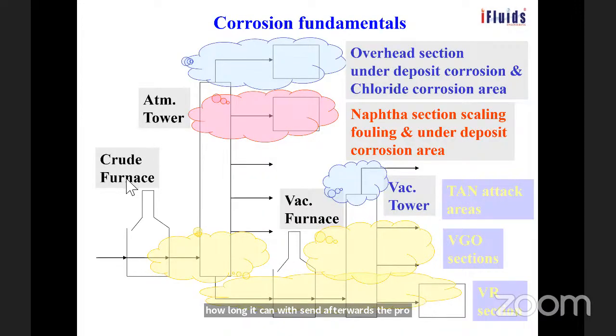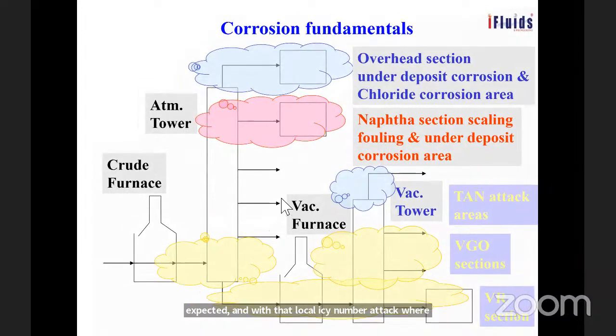And these are the places where corrosion happens: atmospheric tower, naphtha section, overhead section, vacuum furnace, crude furnace also, wherever it is expected, and where the total acid number is attacking. All these things are given here.